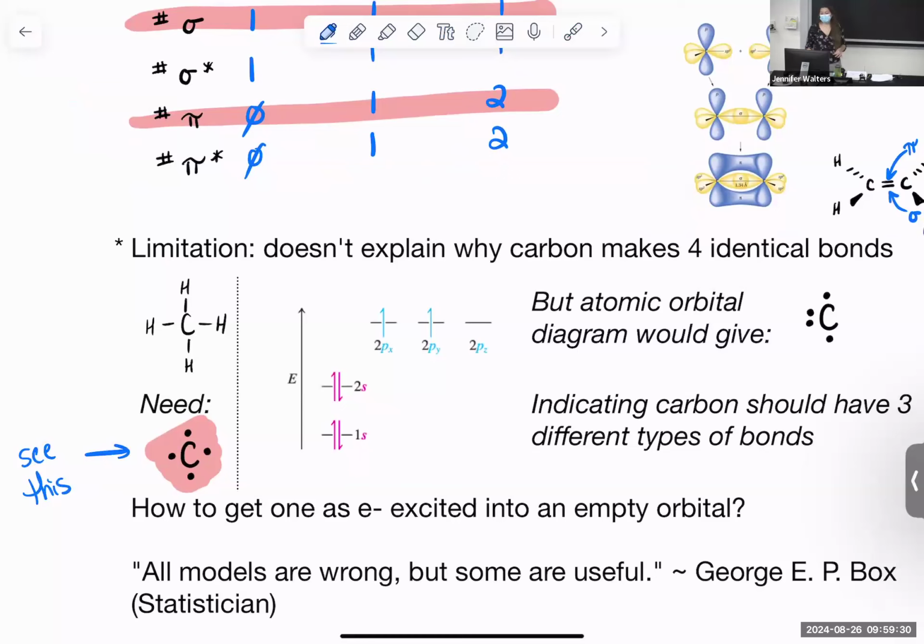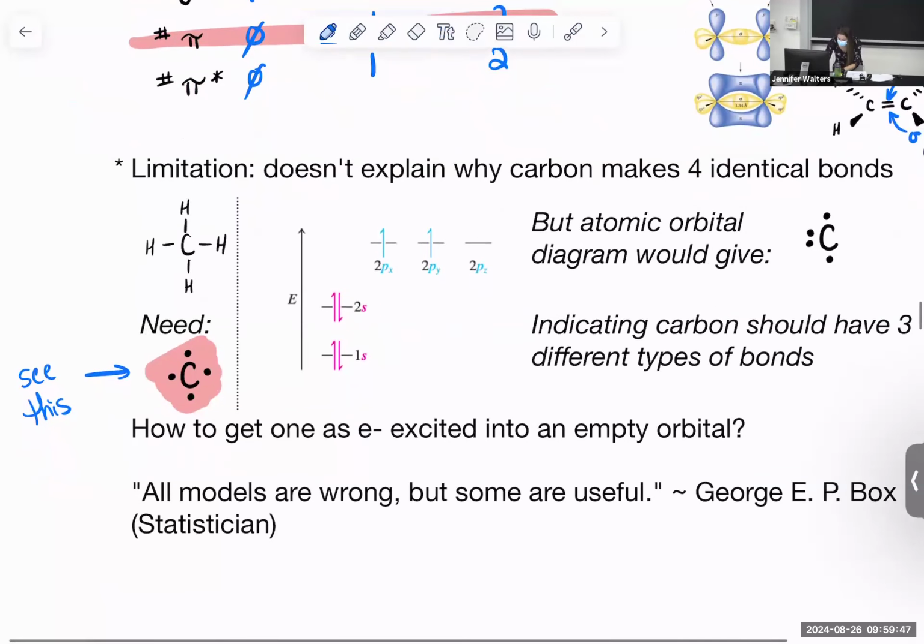We know that carbon makes 4 equal bonds to different atoms. They're all the same length, they're all the same energy. We know that. So that means that our models thus far still aren't quite good enough. So what we have to do is excite one of those 2s electrons up into the 2p.